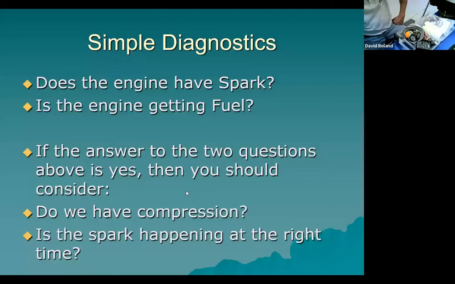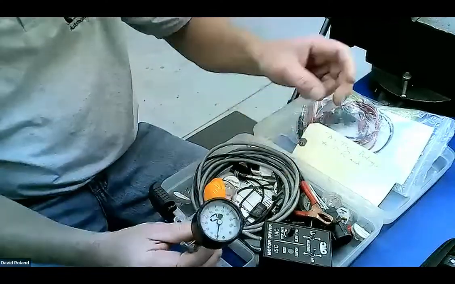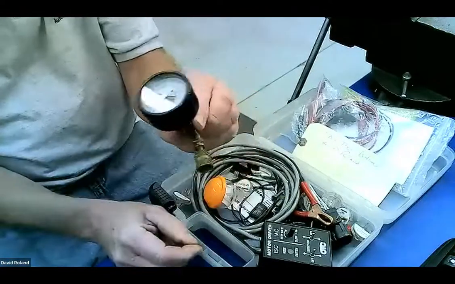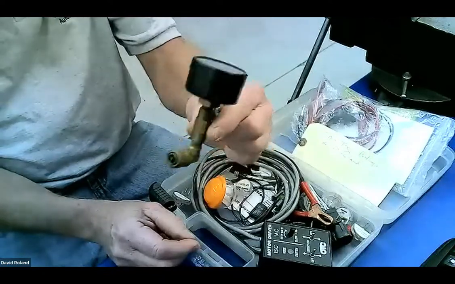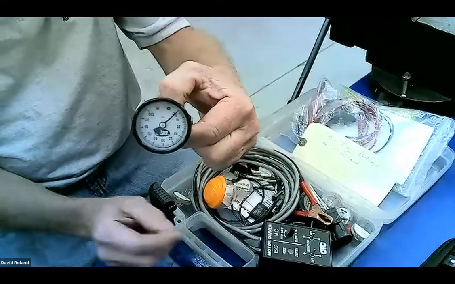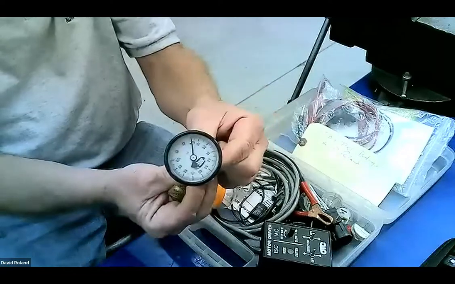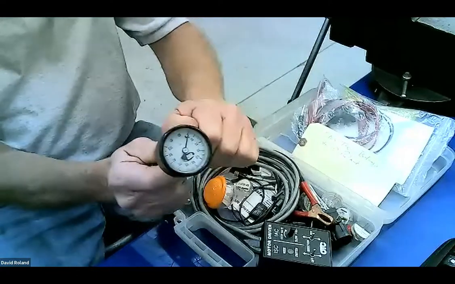The next one is, are we getting fuel? Is fuel getting into the cylinder? And I have some more tools here that will tell us whether or not fuel is getting into the cylinder. Number one, this is a fuel pressure gauge. When we try to start the engine, the fuel pump turns on and pressurizes and sends fuel pressure to the fuel injector. And this gauge, I hook it up to the fuel rail, and it will tell me whether or not the fuel pump is pumping fuel, and do I have fuel to deliver to the fuel injector.